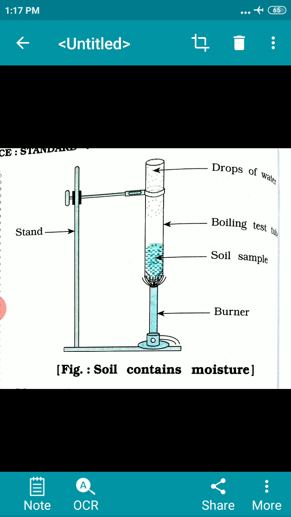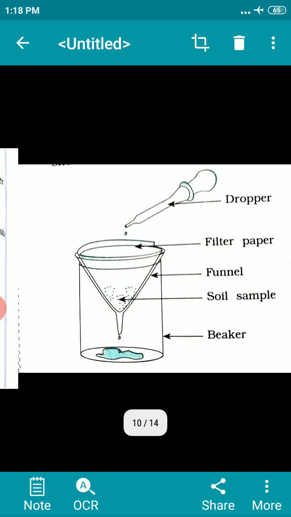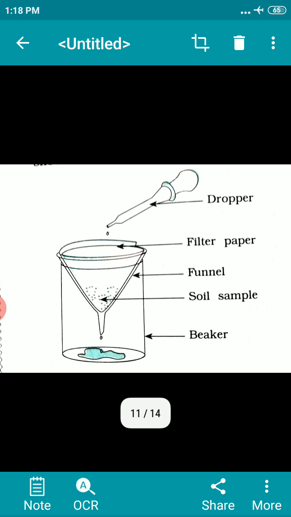So when the soil is heated, the water content from the soil is evaporated and deposited on the inner wall of the container, so that we can come to know how much moisture is there in the soil. Now the next property is how much water content is absorbed by the soil, meaning absorption of water.